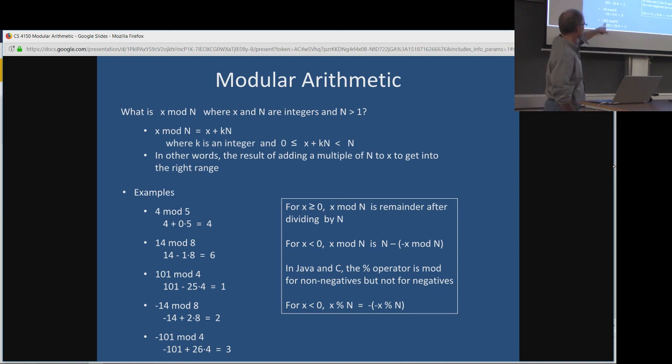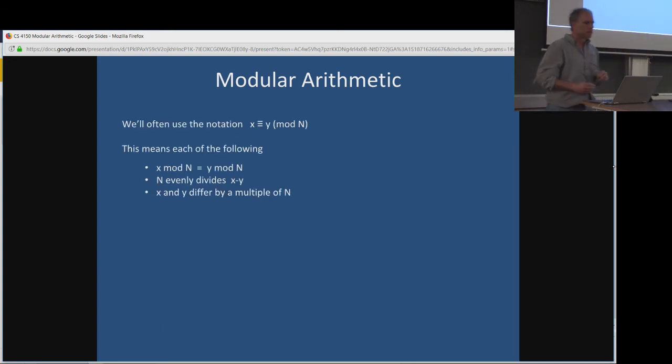Is that C or Java? Java and C. So they would take -101 mod 4. What they do is negate this, take 101 mod 4, and then negate the answer. So 101 mod 4 is 1. Negate that, you get -1. Now that's not so bad. Could you just add the answer they gave you to whatever number you're modding by, and then you get the real answer? Yeah. So -1, if you add 4 to that, you get the 3 back.